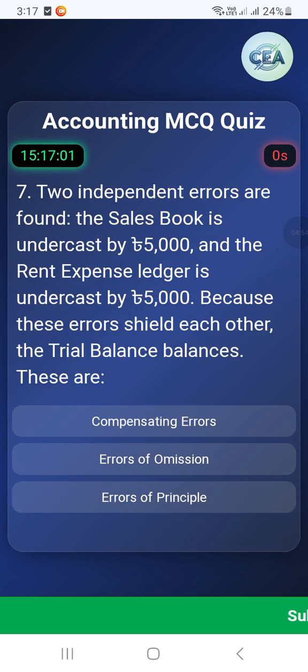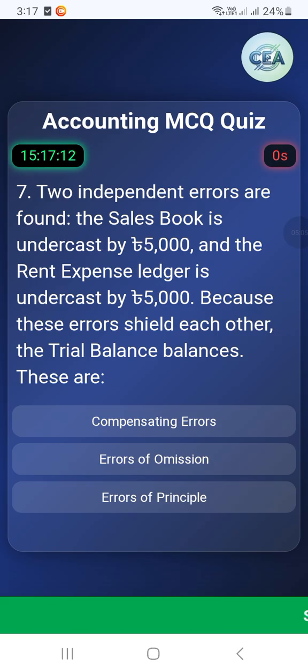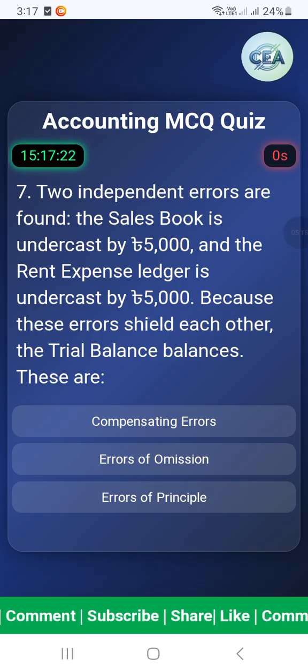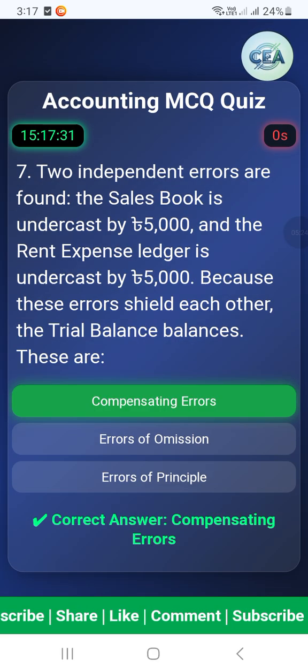7. Two independent errors are found: the sales book is undercast by 5,000 takas, and the rent expense ledger is undercast by 5,000 takas. Because these errors shield each other, the trial balance balances. These are: Option 1. Compensating errors. Option 2. Errors of omission. Option 3. Errors of principle. Correct answer is compensating errors.